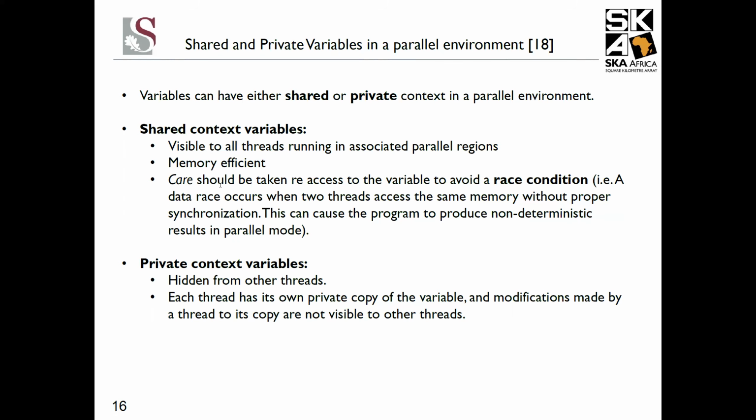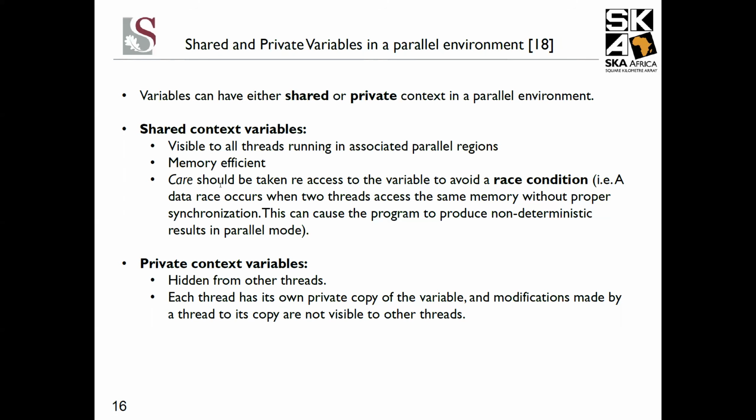Care should be taken regarding the access to these variables to avoid a race condition. So what is a race condition? A race condition occurs when two threads try to access the same memory without proper synchronization, so without taking turns to do that responsibly. This can cause the program to produce non-deterministic results in parallel mode. Who wrote first? Who did what? It's a difficult situation that we want to avoid. So shared variables are awesome in terms of memory, very efficient, you only need one, but also a bit dangerous because we need to avoid race conditions.